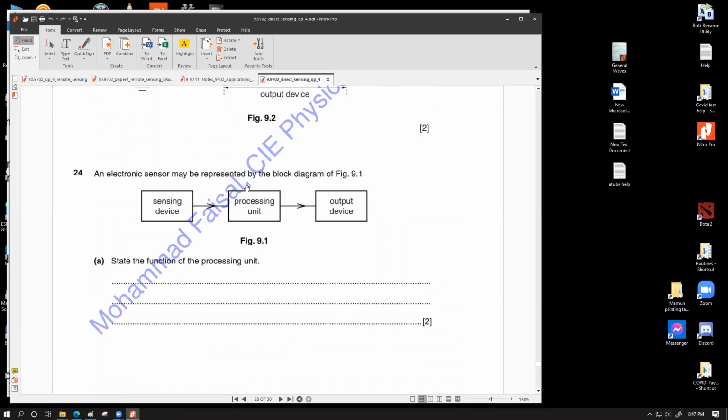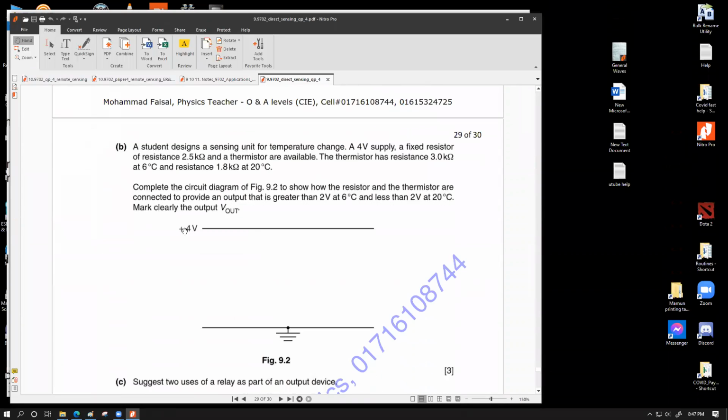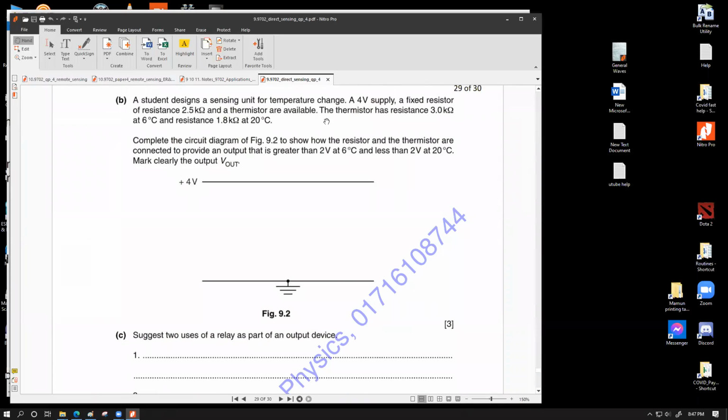An electronic sensor may be represented by the block diagram of figure 9.1. B number বলছে, a student designs a sensing unit for the temperature change at 4-volt supply. A fixed resistor of resistance 2.5 kilo ohm and a thermistor are available. The thermistor has a resistance of 3.0 kilo ohm at 6 degrees Celsius and resistance of 1.8 kilo ohm at 20 degrees Celsius. Complete the circuit diagram of figure 9.2 to show how the resistor and the thermistor are connected to provide an output that is greater than 2 volt at 6 degrees Celsius and less than 2 volt at 20 degrees Celsius. Mark clearly the output V out.